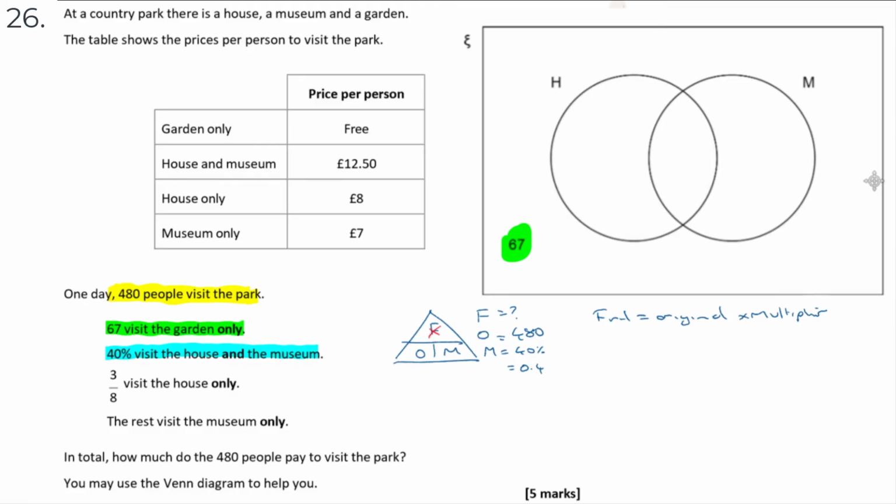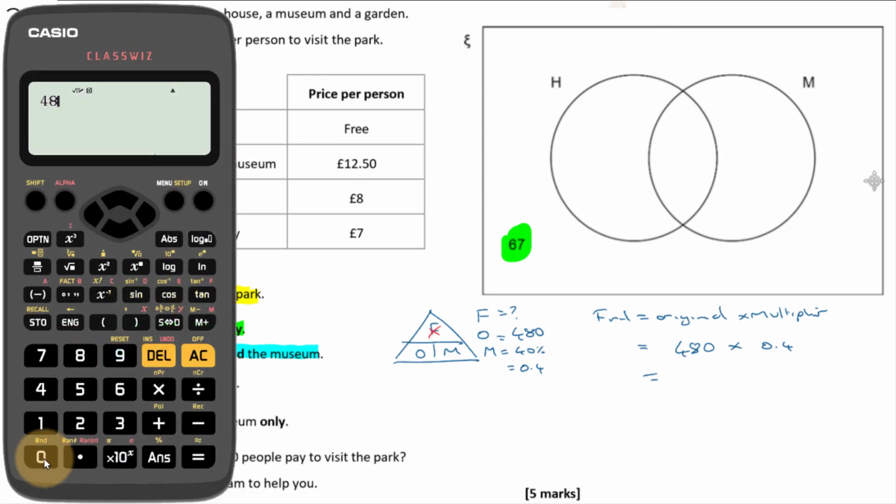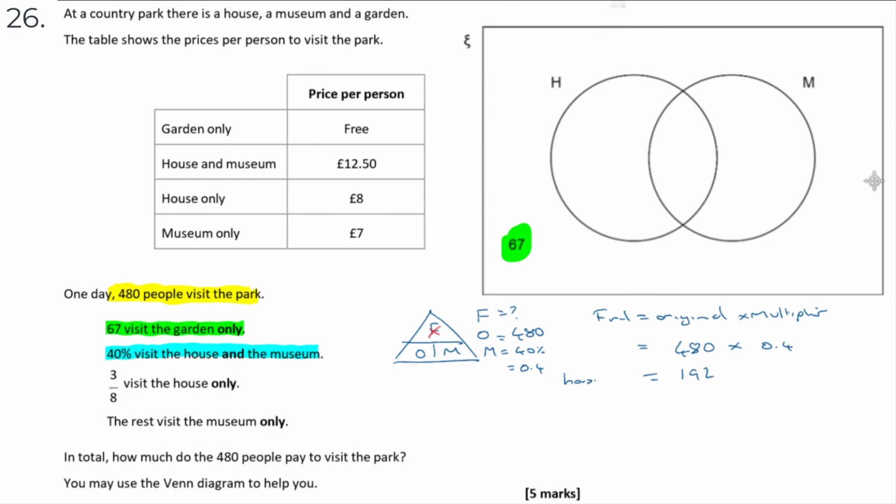Then that is equal to 480 multiplied by 0.4. What's 480 times 0.4? My 8 looks weird. Let me just write that again. 480 times 0.4. That comes out to be 192. Okay, so remember that was the people that were house and museum. And on the Venn diagram, they're the people who belong in the middle, aren't they? So that's 192 in there.